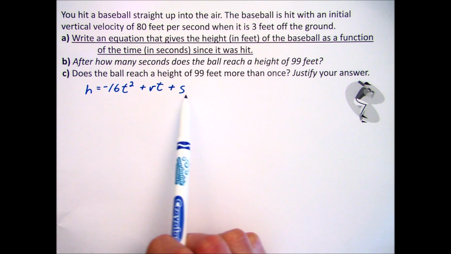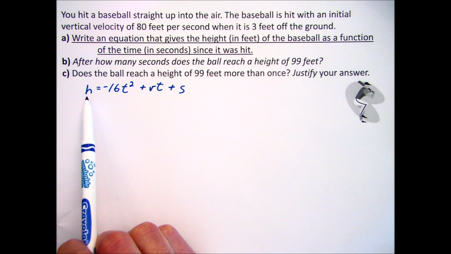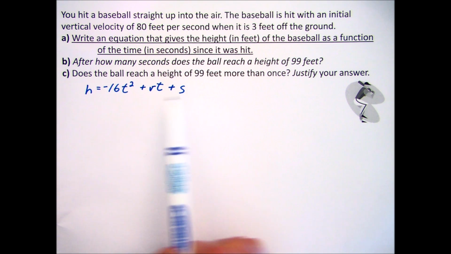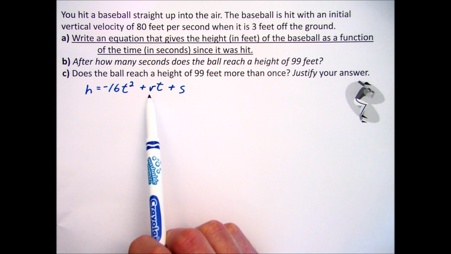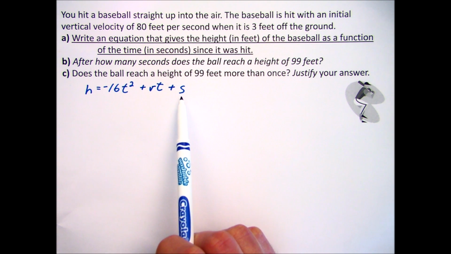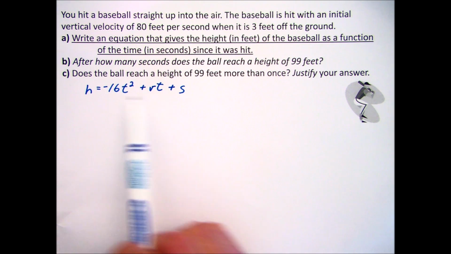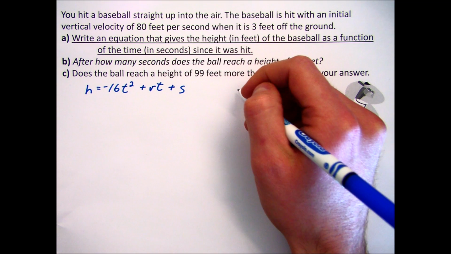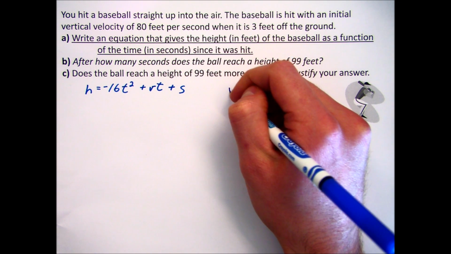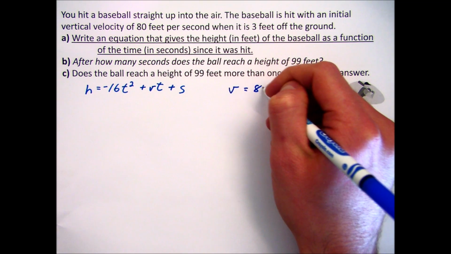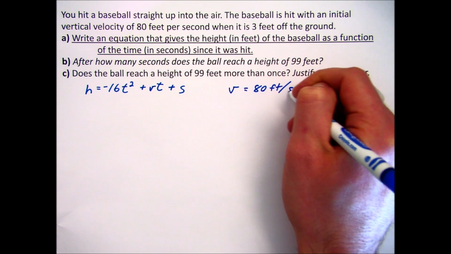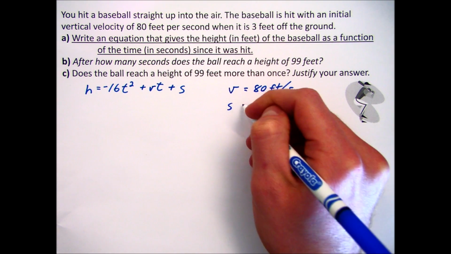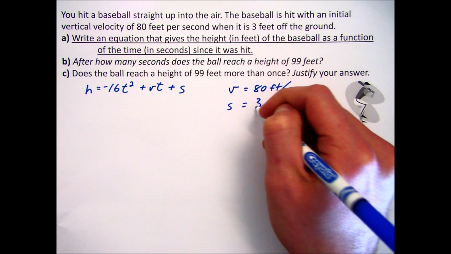In a vertical motion model, the h represents the final height, t is time in seconds, v is velocity in feet per second, and the s here is also in feet, but it is the starting height, just like the h. From the given information, we have that v is 80 feet per second, and the starting height, s, is 3 feet.